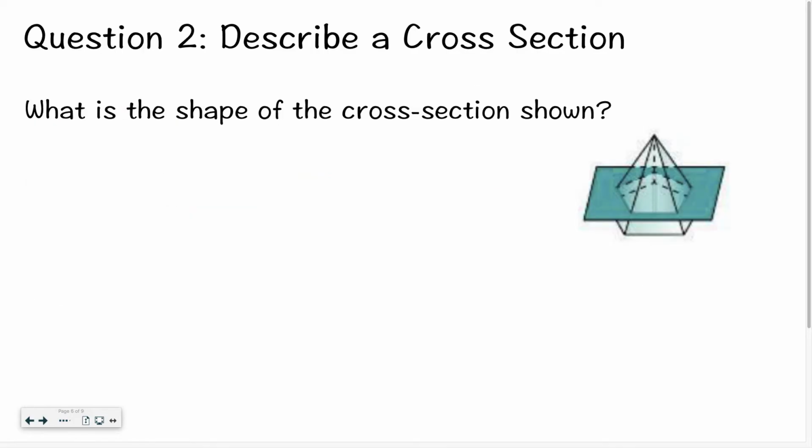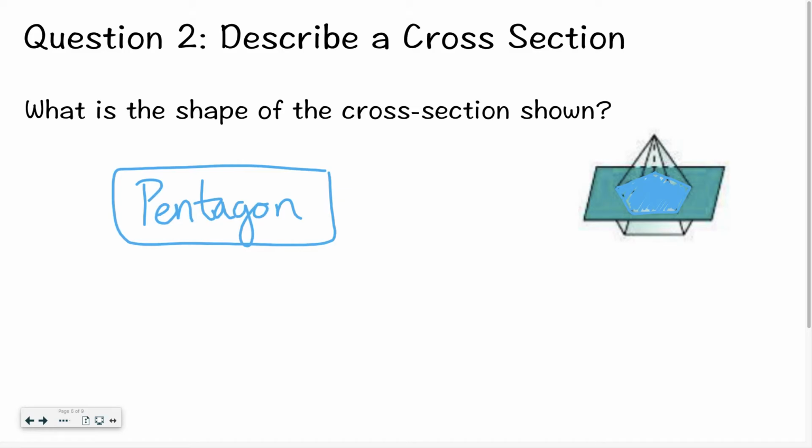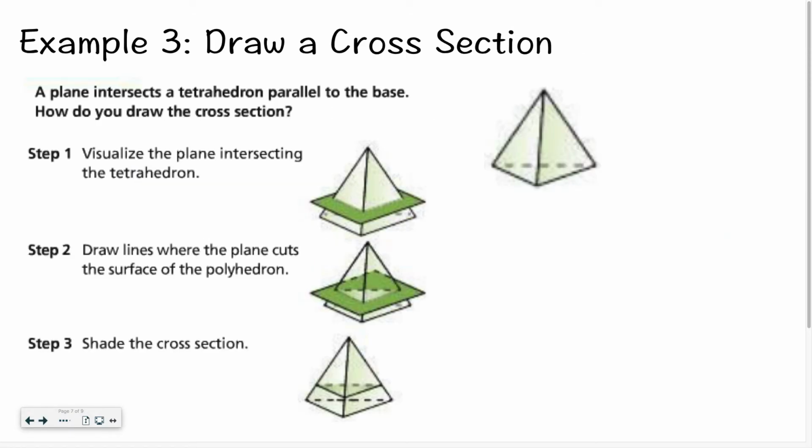So question 2, if I asked you to describe this cross-section, that means what is the shape of this cross-section? You can see we have that plane cutting through that cone, a pentagonal cone. What is the shape of that cross-section? Good luck. Hopefully you saw that it formed a pentagon. If you have questions at all, please be sure to ask for some help. Let's move on to example 3.